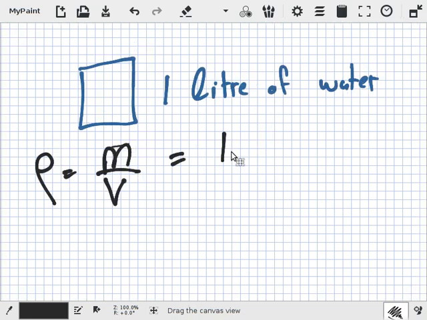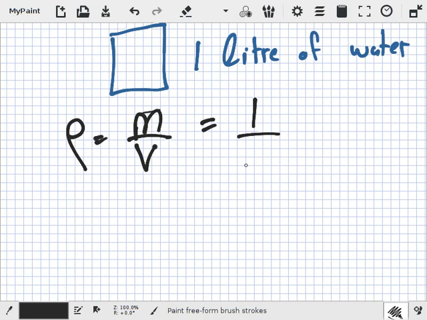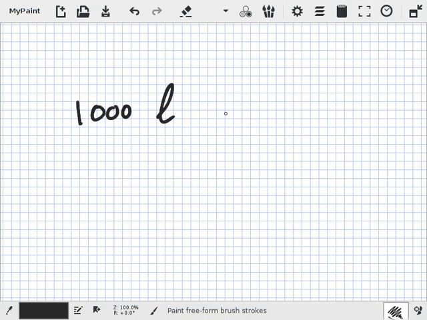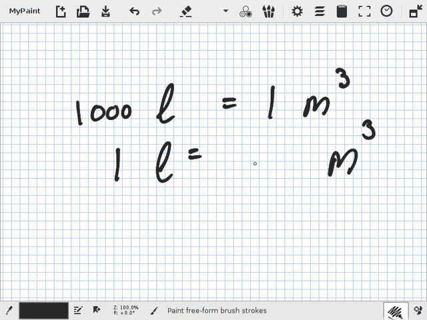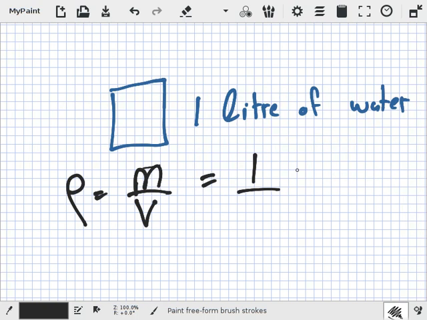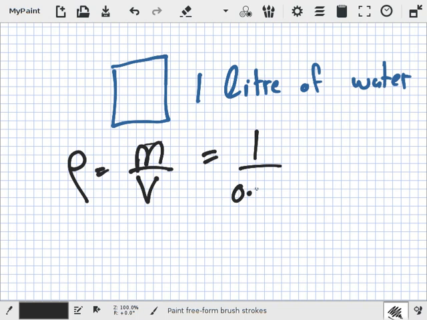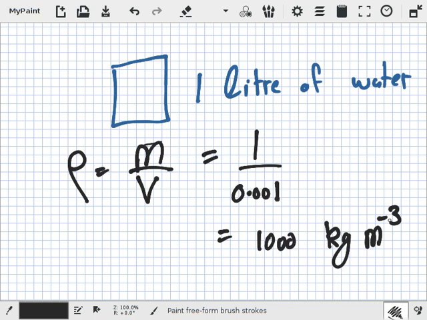The volume is not so clear. We'll have to think about what the volume is. I tell you though that 1,000 litres is 1 metre cubed. So what would 1 litre equal in metre cubed? Yeah, divide by 1,000. So 1 litre is 0.001 metre cubed. So I can go back here and say 1 over 0.001, and the answer here would be 1,000 kilograms per meter cubed. Which is actually pretty dense. It's a very simple example. If you can write that down as a simple example there.